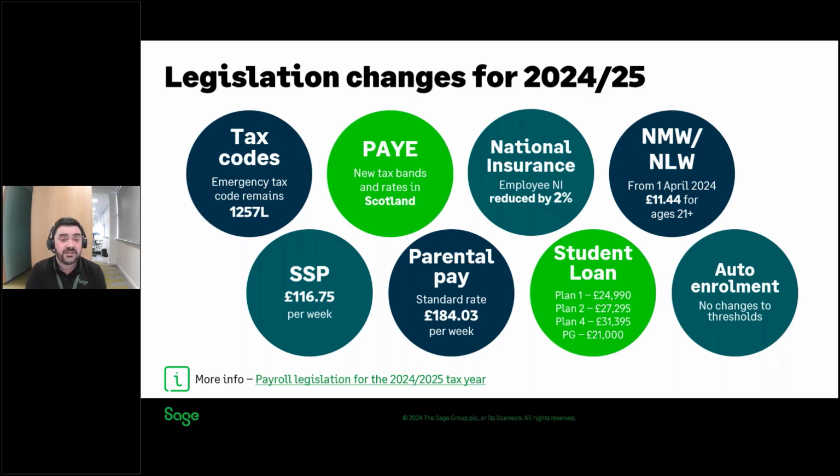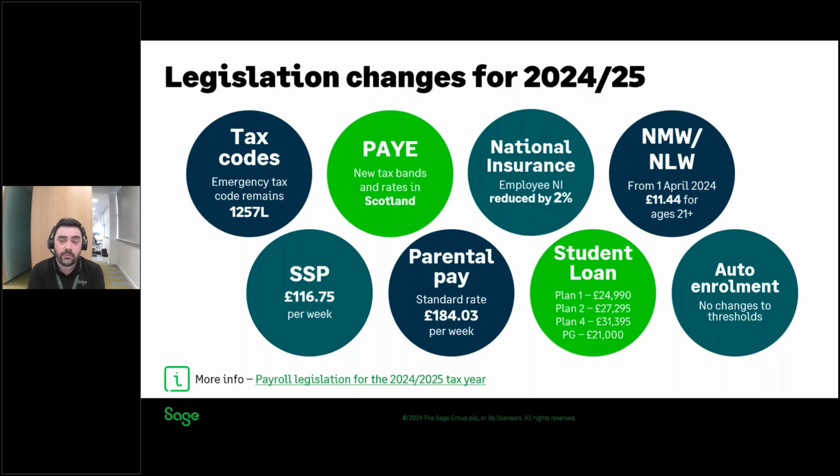For statutory payments, the rate of statutory sick pay is increasing to £116.75 per week. And the standard rate of parental payments, so maternity, paternity, adoption, etc., is going up to £184.03. Student loan thresholds, some of those have changed, so you can see the updated thresholds there on the slide.